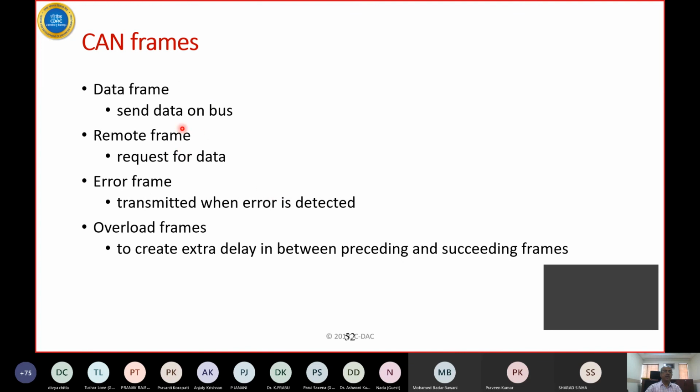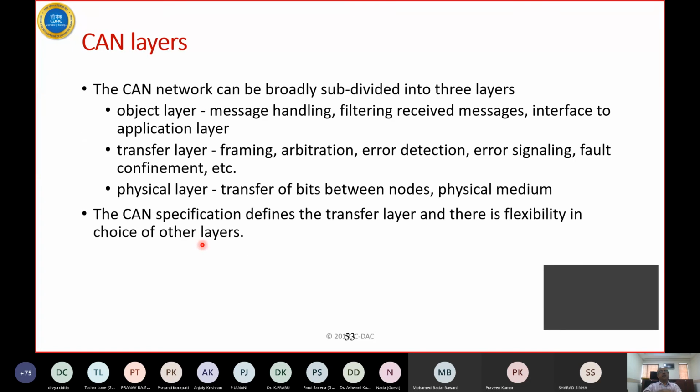Error frame is sent when an error is detected. So normally there will be data frames and remote frames traveling on the network. If an error is seen for some reason, error frames are generated by the device which sees the error. If the frames are coming too fast, then the receiver node can insert overload frames to make sure that there is an extra delay between the data frames. Okay, so this is a very basic way in which I have told about CAN. You can have a 3 lecture or 4 lecture series on CAN itself because it's pretty complex.